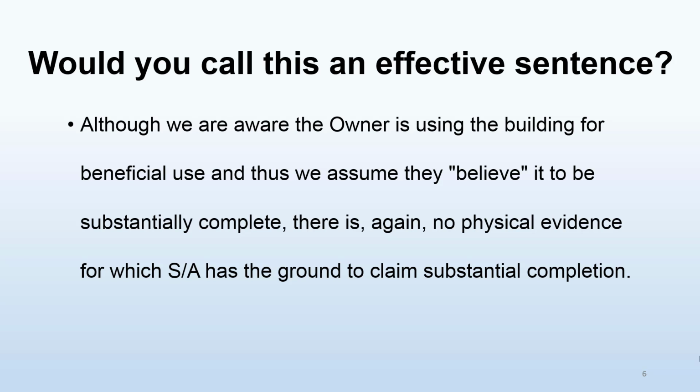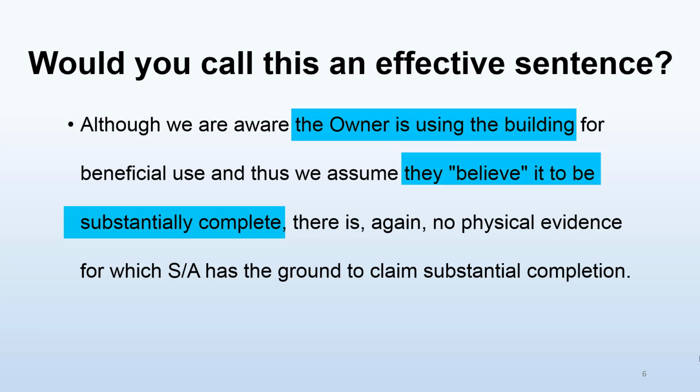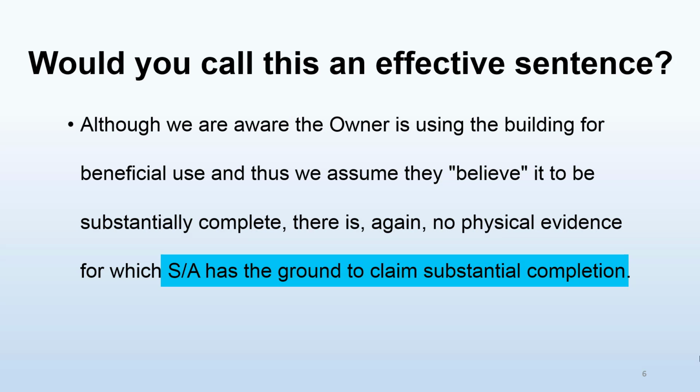This sentence has more than two simple ideas being connected. 1, the owner is using the building. 2, the owner believes it to be complete. And 3, SA claims the building is complete, and there is no evidence that it is finished.